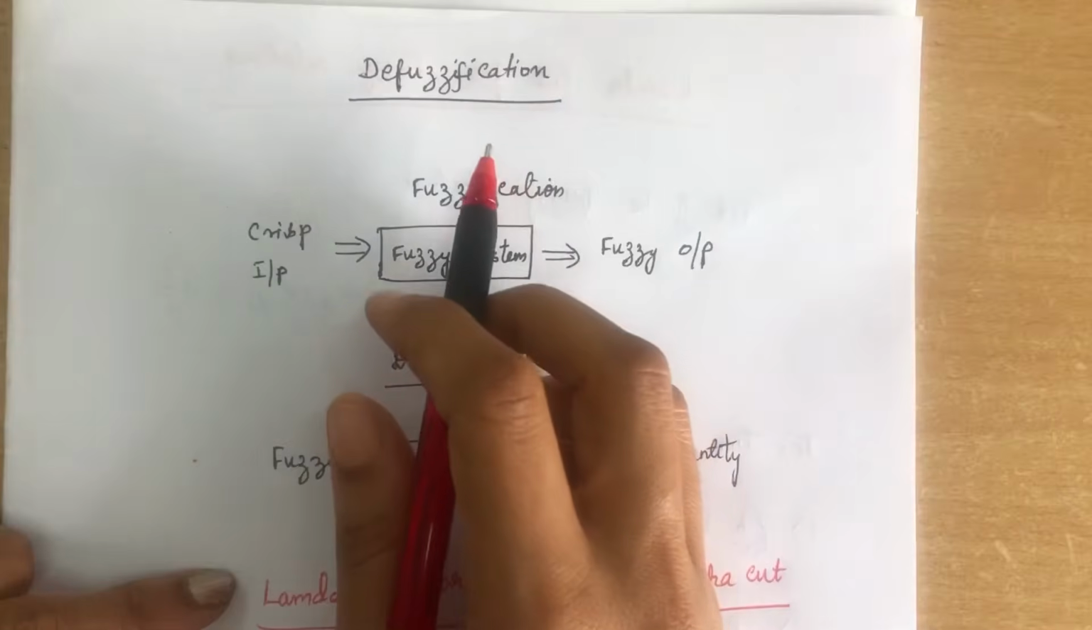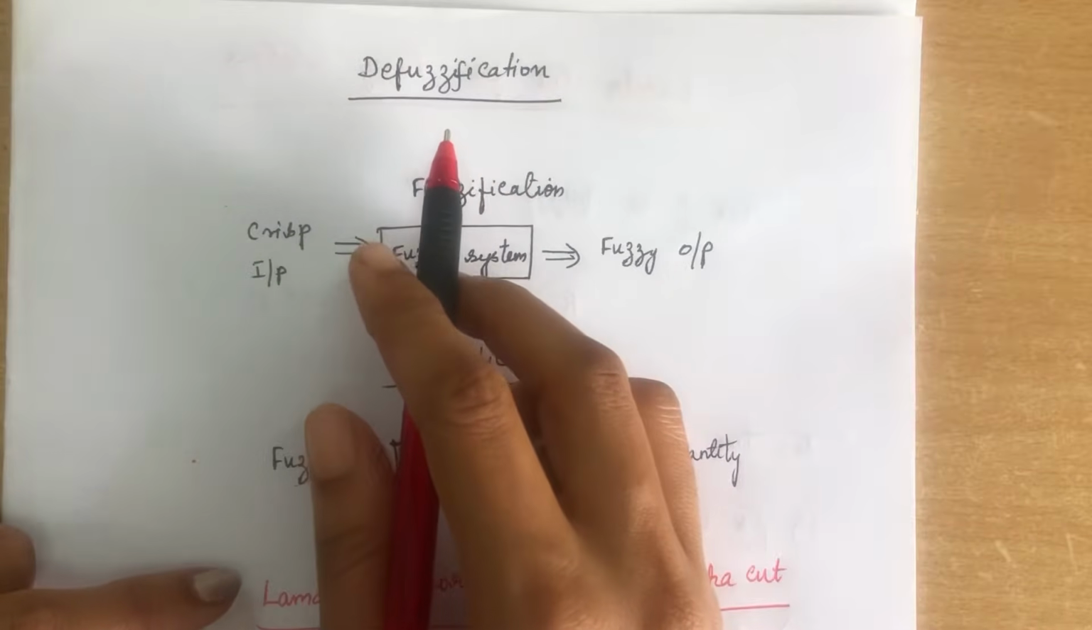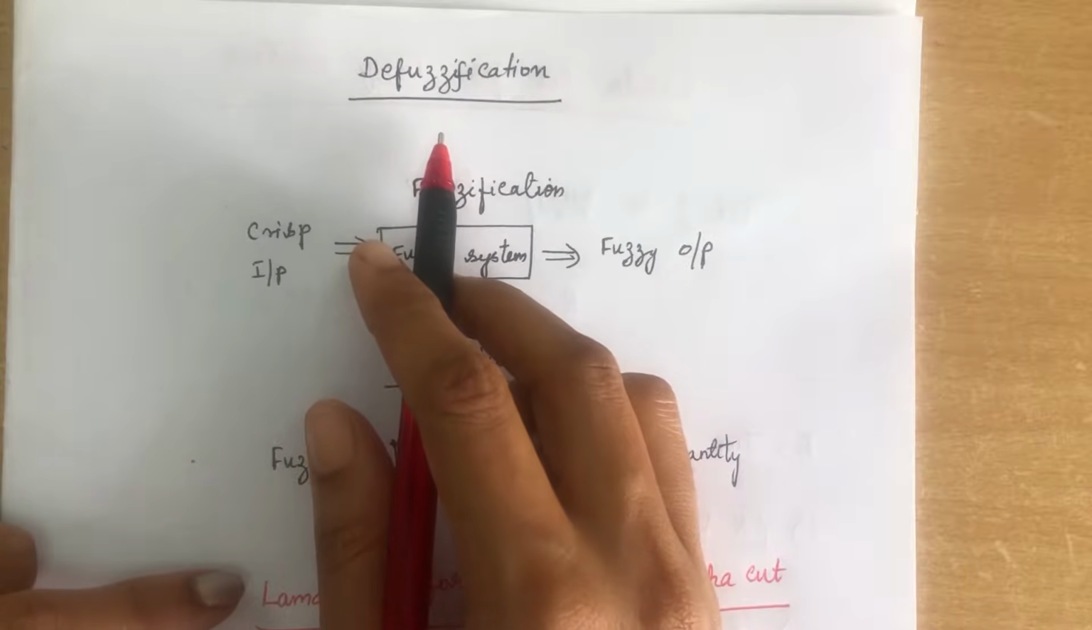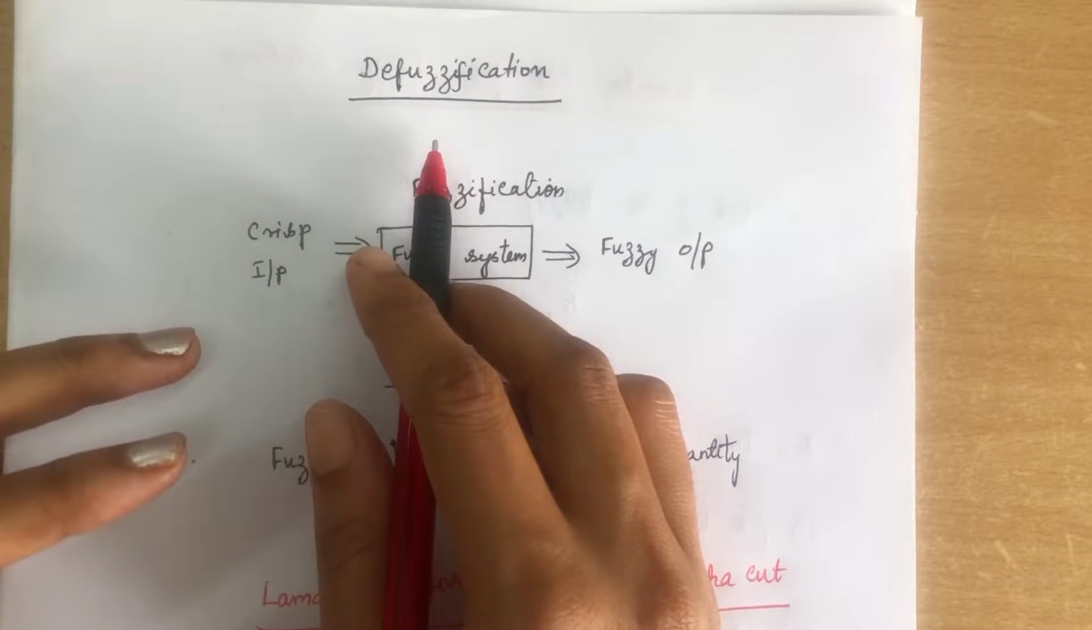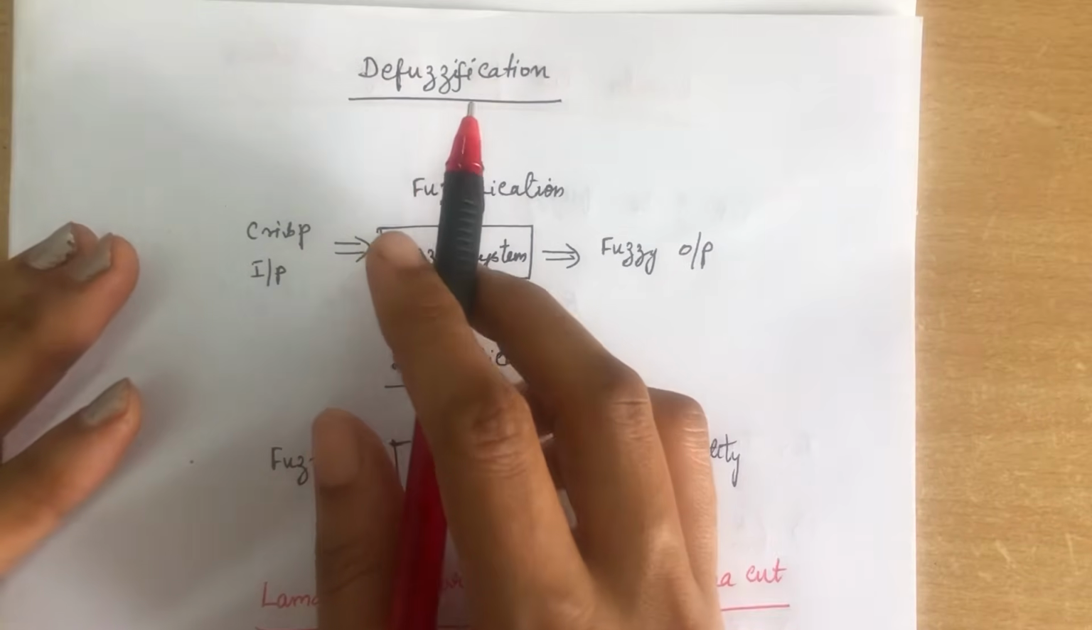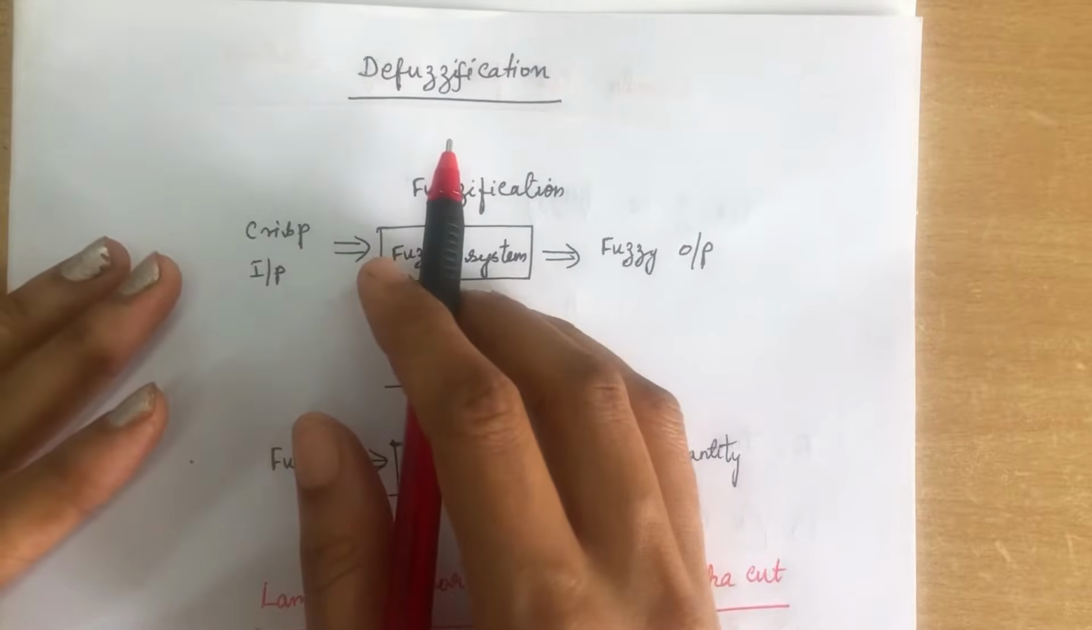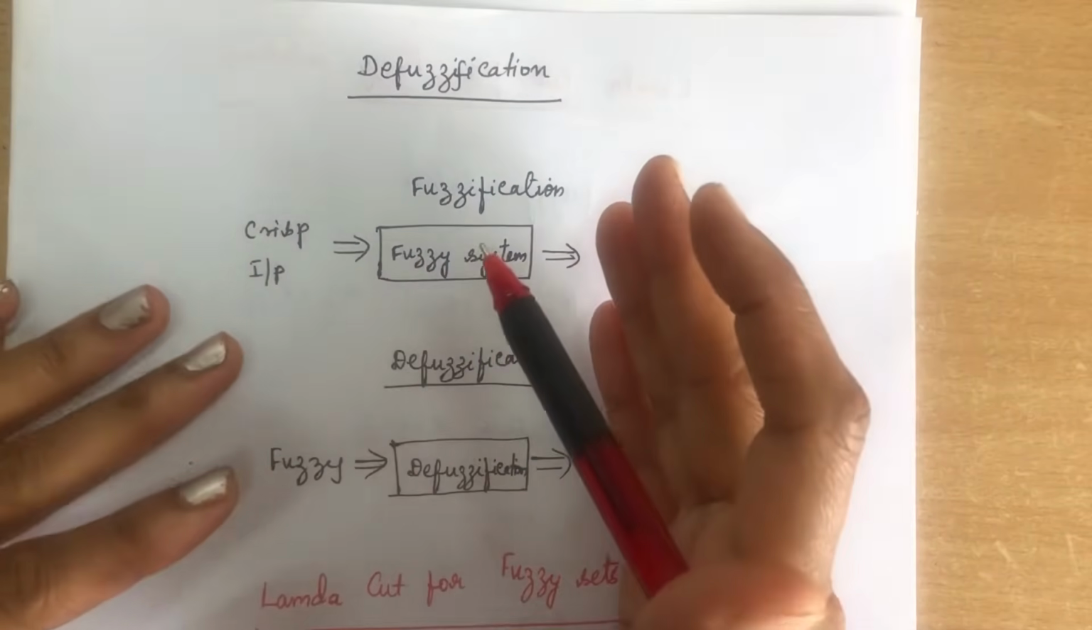Today, I am going to teach you on fuzzy logic. In that, I am going to teach you about defuzzification. In the last video, we discussed fuzzification. Fuzzification is nothing but the process of converting a crisp quantity into a fuzzy quantity.